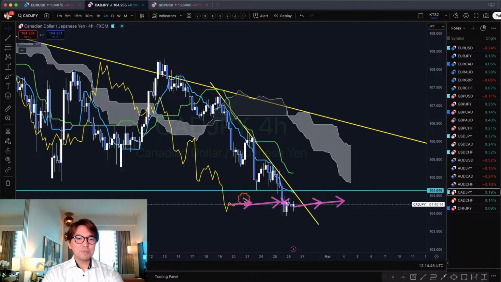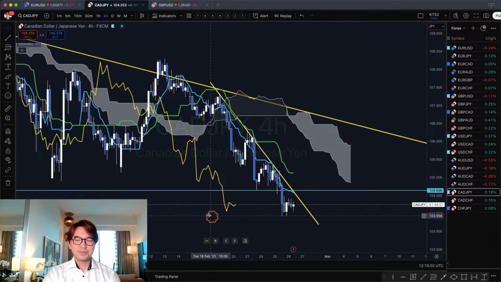I have other Chikou span videos on my YouTube channel, so you can search Chikou span and Forex K, and you can find other videos. But for now, for today, in terms of this live analysis on CADJPY, the Chikou span is below the candles, so it's bearish.